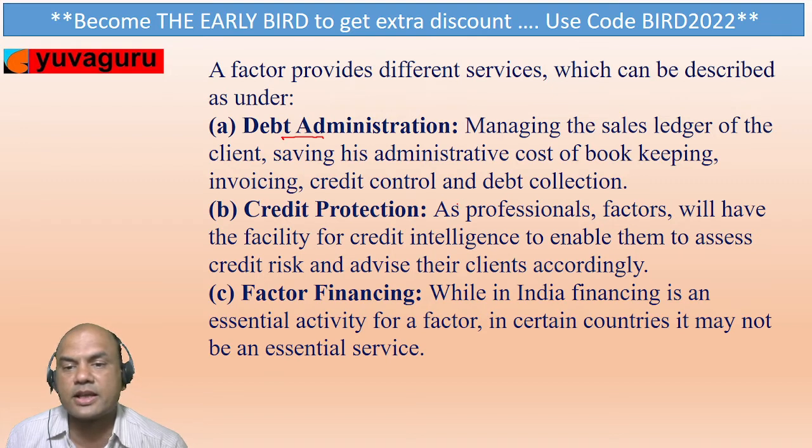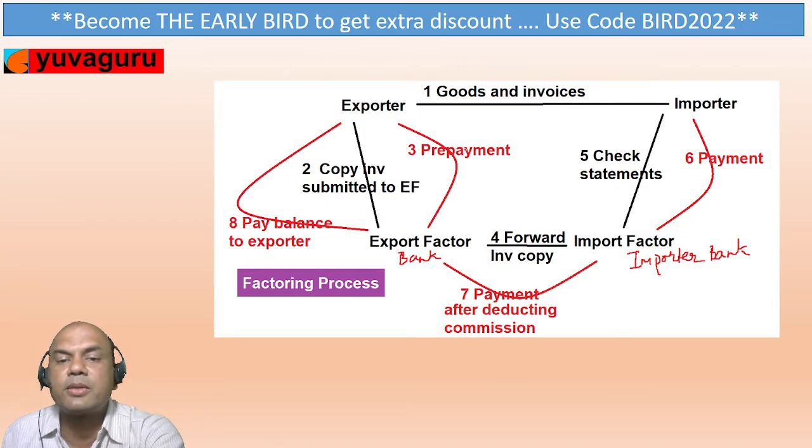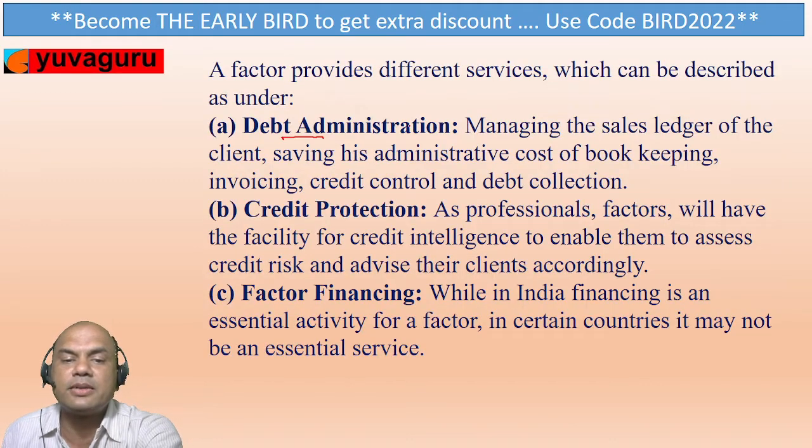So credit protection: as professionals, factors will have the facility for credit intelligence to enable them to assess credit risk and advise the clients accordingly. Last is factor financing. While in India financing is an essential activity for factors, in certain countries it may not be an essential activity. So step number 3, prepayment, may not be a step in many countries. There the factor will only provide two things, debt administration and credit protection. He won't provide the financing part.